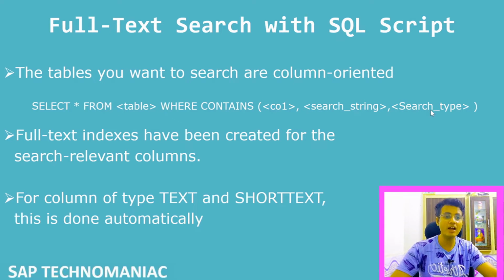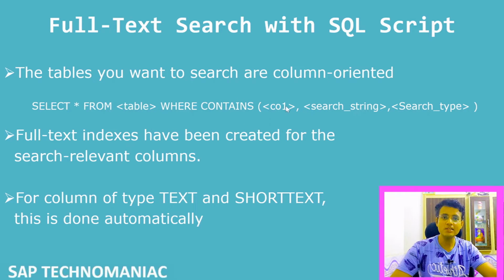There are three kinds of search, and you can define your search type. Fuzzy search you already know, and normal exact search you already know. Linguistic search we will discuss in a while. Then we define the search string, for what string you want to search in this particular column. This is the syntax.